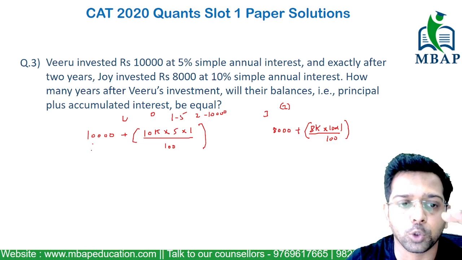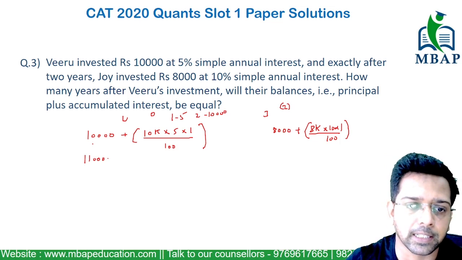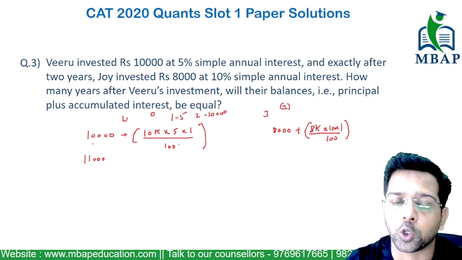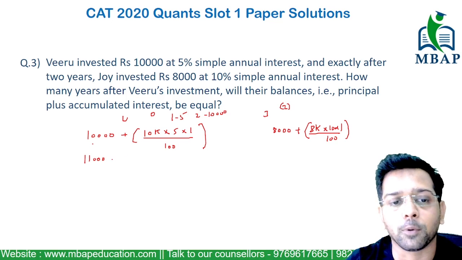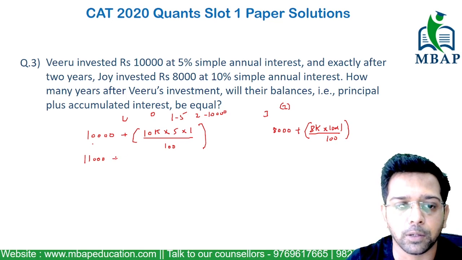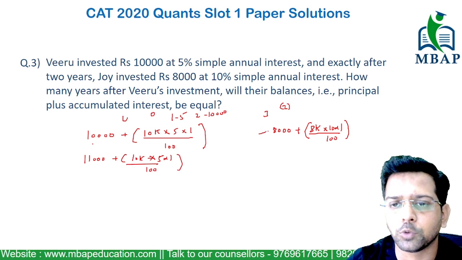Adding 1,000 more to my principal amount, it will actually become 11,000. Okay. So let's consider it this way: by the time Joy has started investing, Viru has already accumulated my principal amount to be 11,000. So this is basically 11,000 plus the same principal interest, 10k into 5 into 1 divided by 100. Okay. And Joy is still on the same.